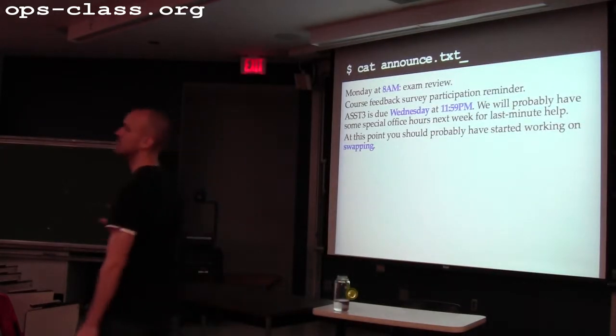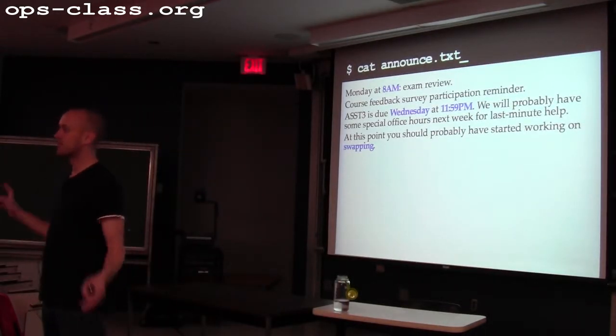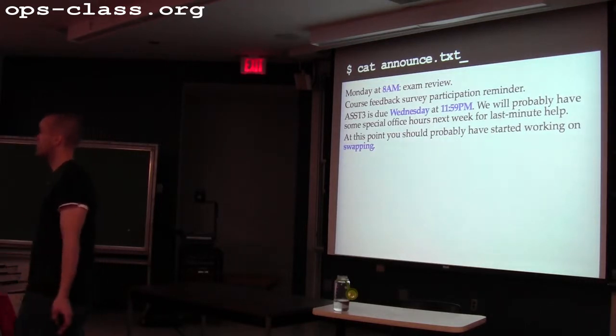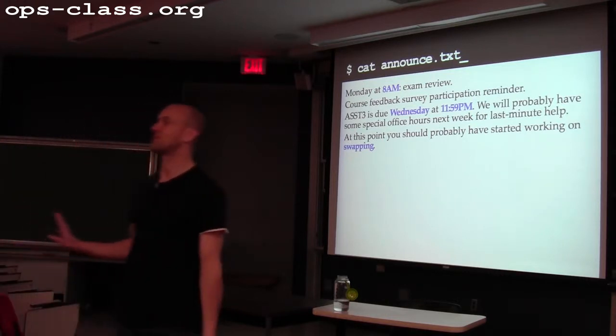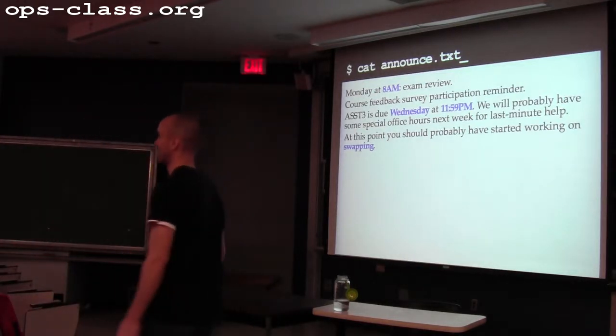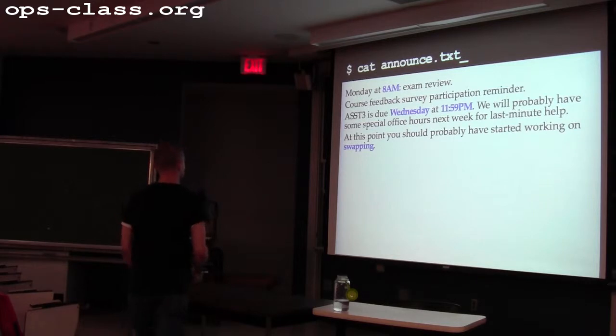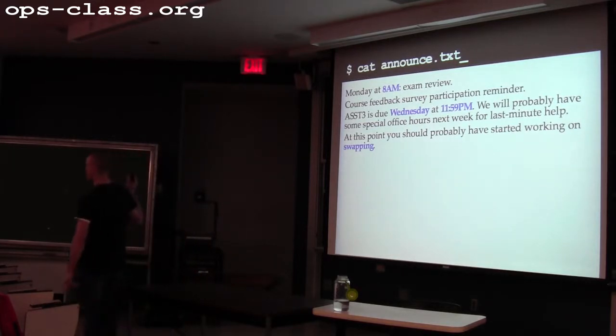If you're in a good place for assignment 3, you're at the point now where your system works with a lot of memory, without swapping. If you put 8 or 16 megabytes in it, you can run all the tests and things work. If you're in that place, you're in a good place. If you're not, it's time to get to work, because the swapping will take a little while. Any questions about logistics, incentives, et cetera?